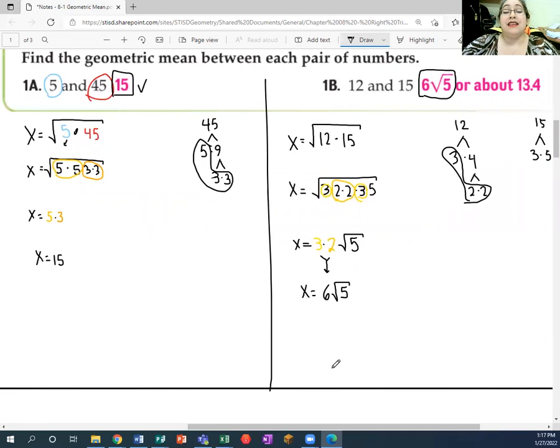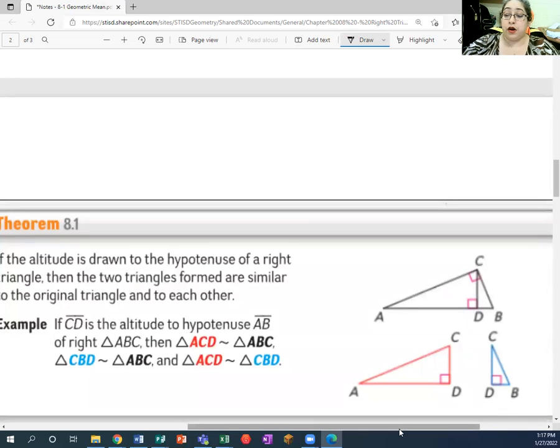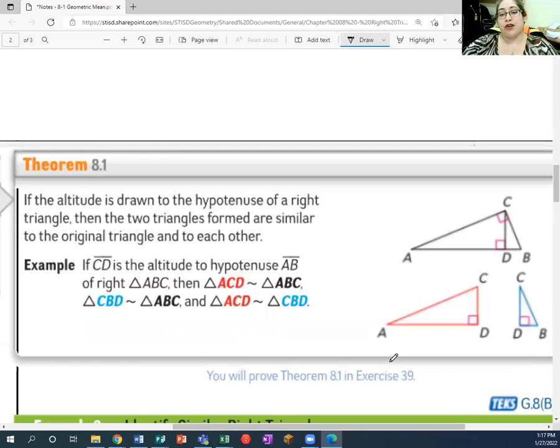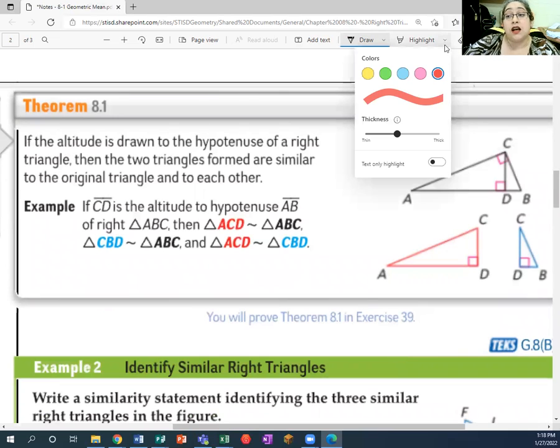Okay. Now that we've seen how to calculate the geometric mean, the big question is, well, what is it good for? It's good for a couple theorems that are about to come up. Let's start with our first theorem, Theorem 8.1, that says if we have an altitude drawn to the hypotenuse of a right triangle, then the two triangles formed are similar to the original triangle and to each other.